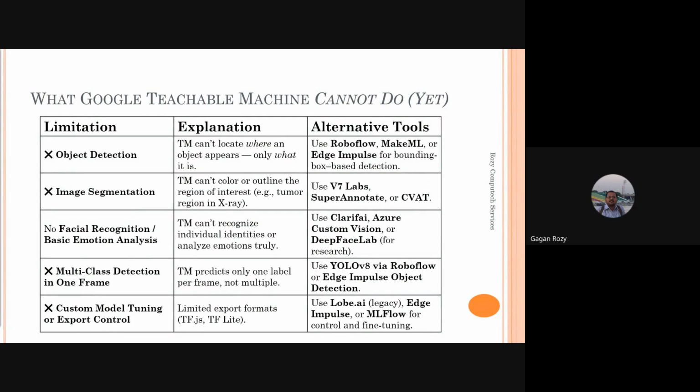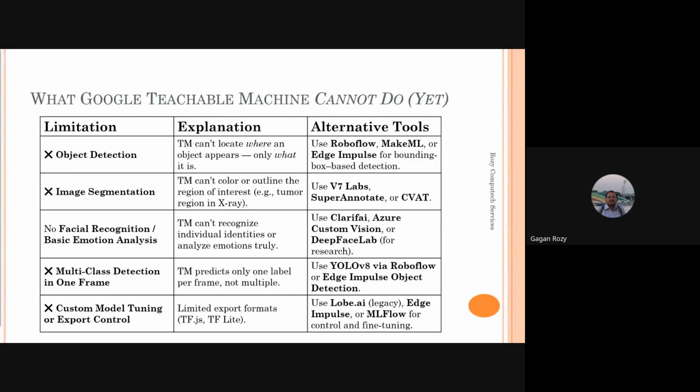Limitations. Let's see why Teachable Machine can't do certain things. Like object detection. Teachable Machine is not good for object detection because it can't locate where an object appears. It only compares patterns, curves, or shapes. That means it only tells what it is. That's why it is not easy to do object detection with Teachable Machine.